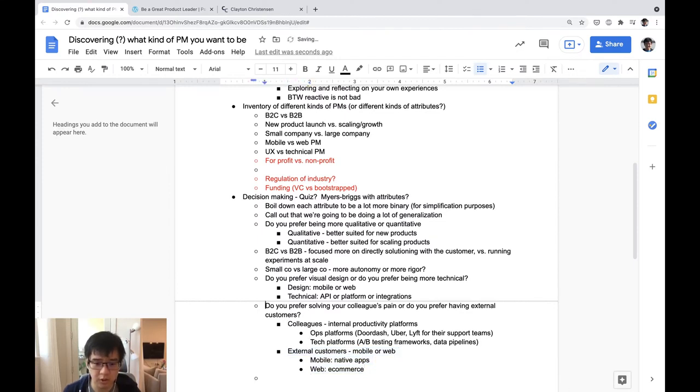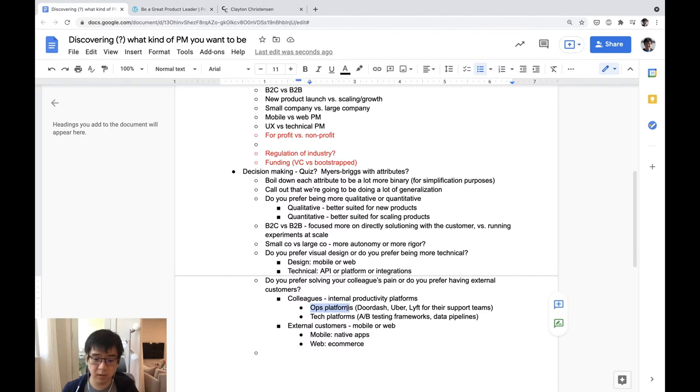I think one of the challenges here is that there's some nesting. What I mean is, for some of the kinds of product managers that are out there, it's a multi-step process. Being a new products PM versus a scaling PM only takes one fork in the road. But when we say, are you an internal ops platform PM, or some other kind of PM, that takes multiple hops, right?